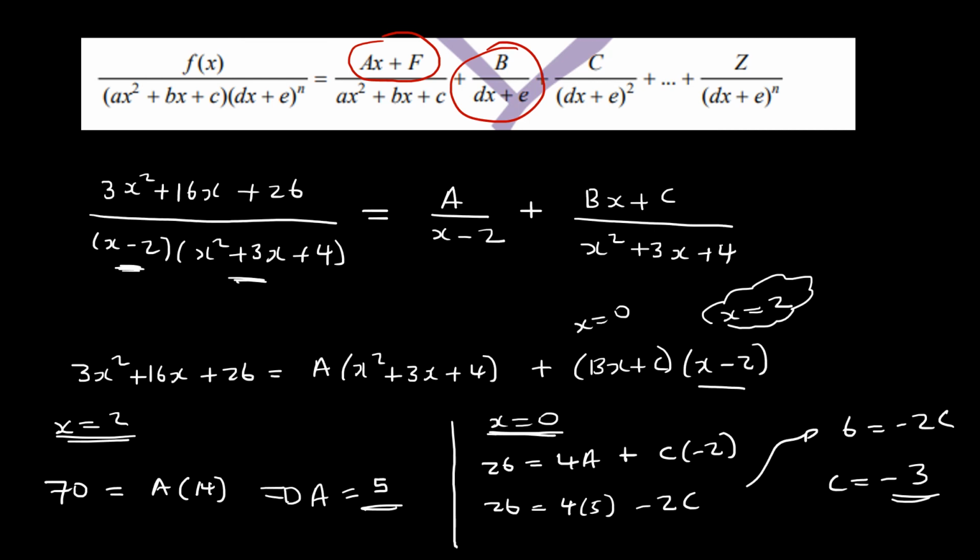You see, now we have a and c. We are left with only b. And now if we want b, we have to substitute any value because we already exhausted our options of elimination. We used 2, we used 0. So now we use any value.